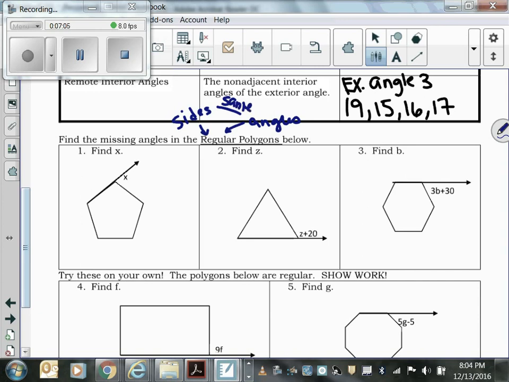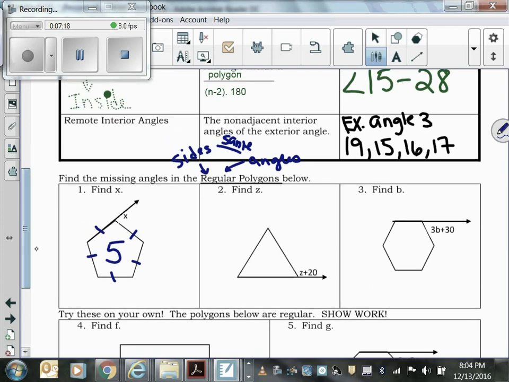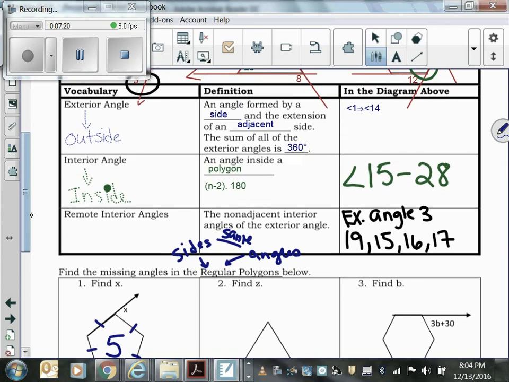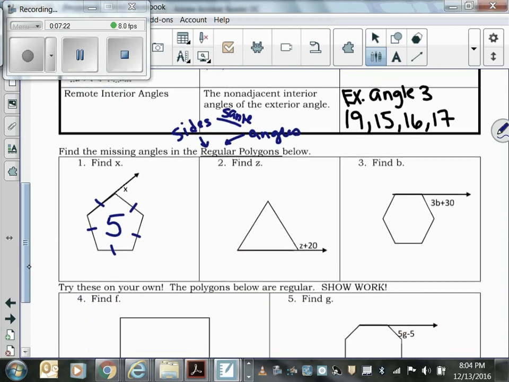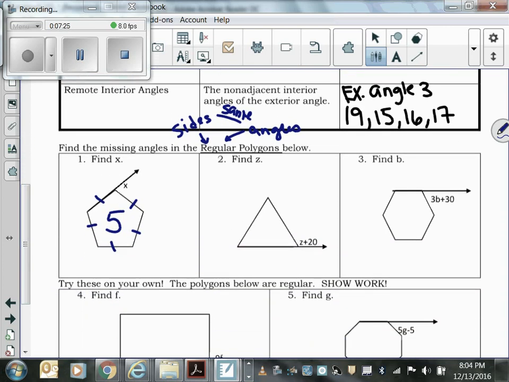So because I know that, I can say, all right, how many sides does this shape have? Well, I can go through and count. I got 1, 2, 3, 4, 5 sides. I'm going to write that in the center. It makes my life easier. I know that if I have exterior angles, the sum of those is going to be 360 degrees. So if I have 5 sides, all I have to do is divide 360 by 5. So I write down 360, and on the outside I put my 5.